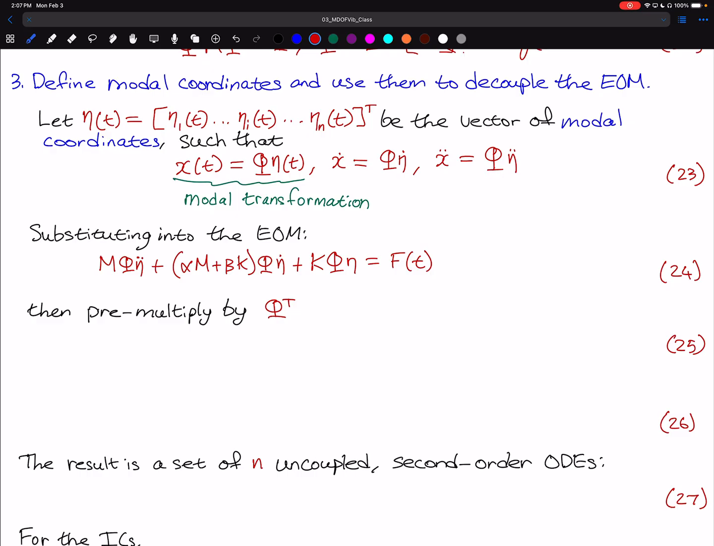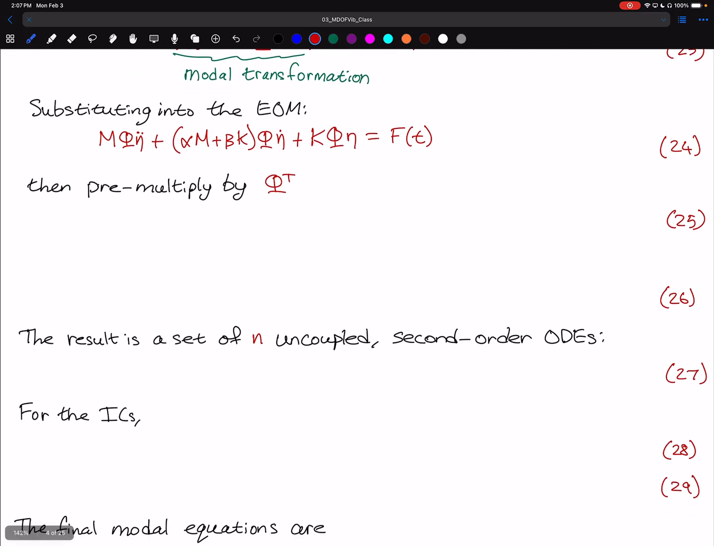We're then going to pre-multiply by big phi transpose. And this will give us phi transpose m phi times eta double dot plus alpha, and we're going to distribute the phi transpose here. So phi transpose m phi plus beta phi transpose k phi, all of that times eta dot, plus phi transpose k phi eta equal to phi transpose f of t.